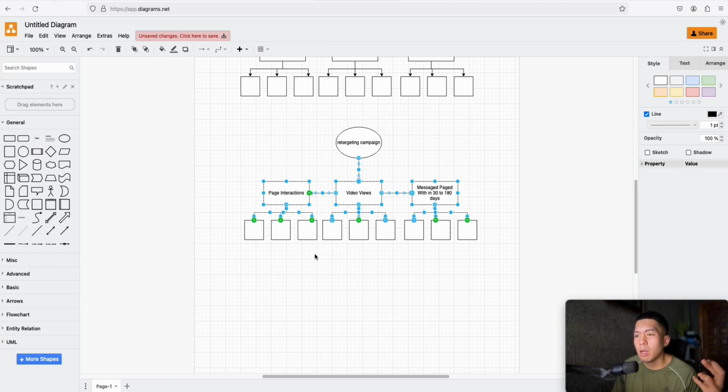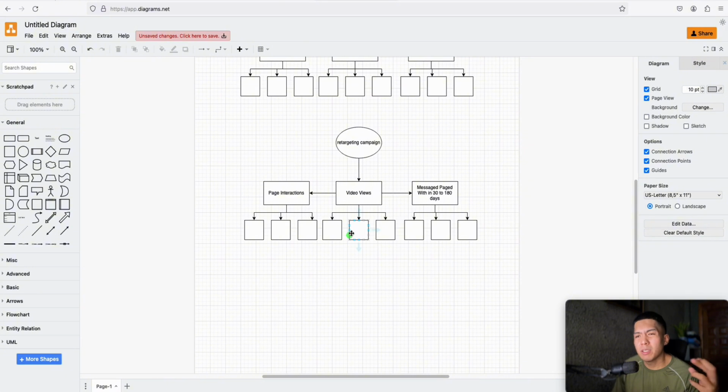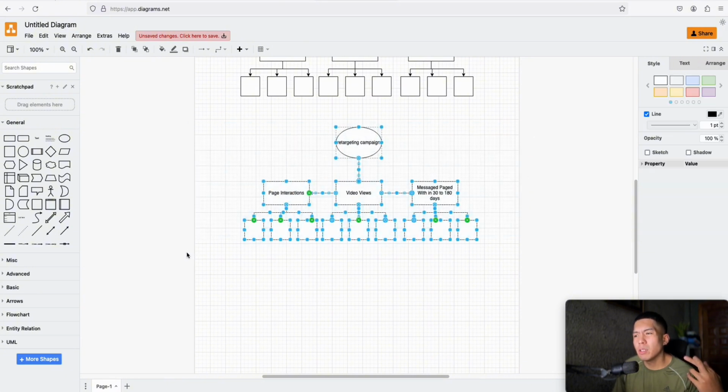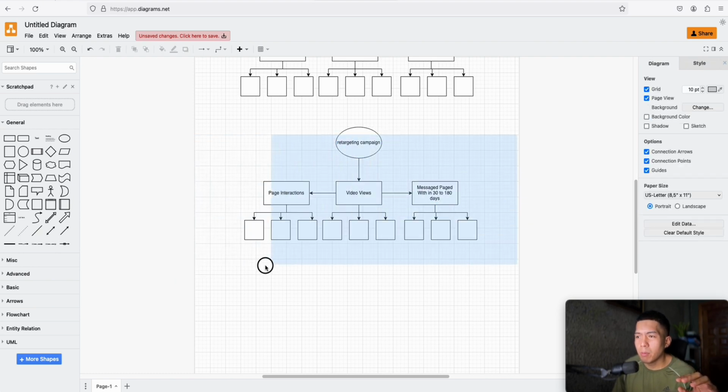Sometimes I would just let this run, because there are times that the stats are not good, but I know that since this is a retargeting campaign, it would really convert.